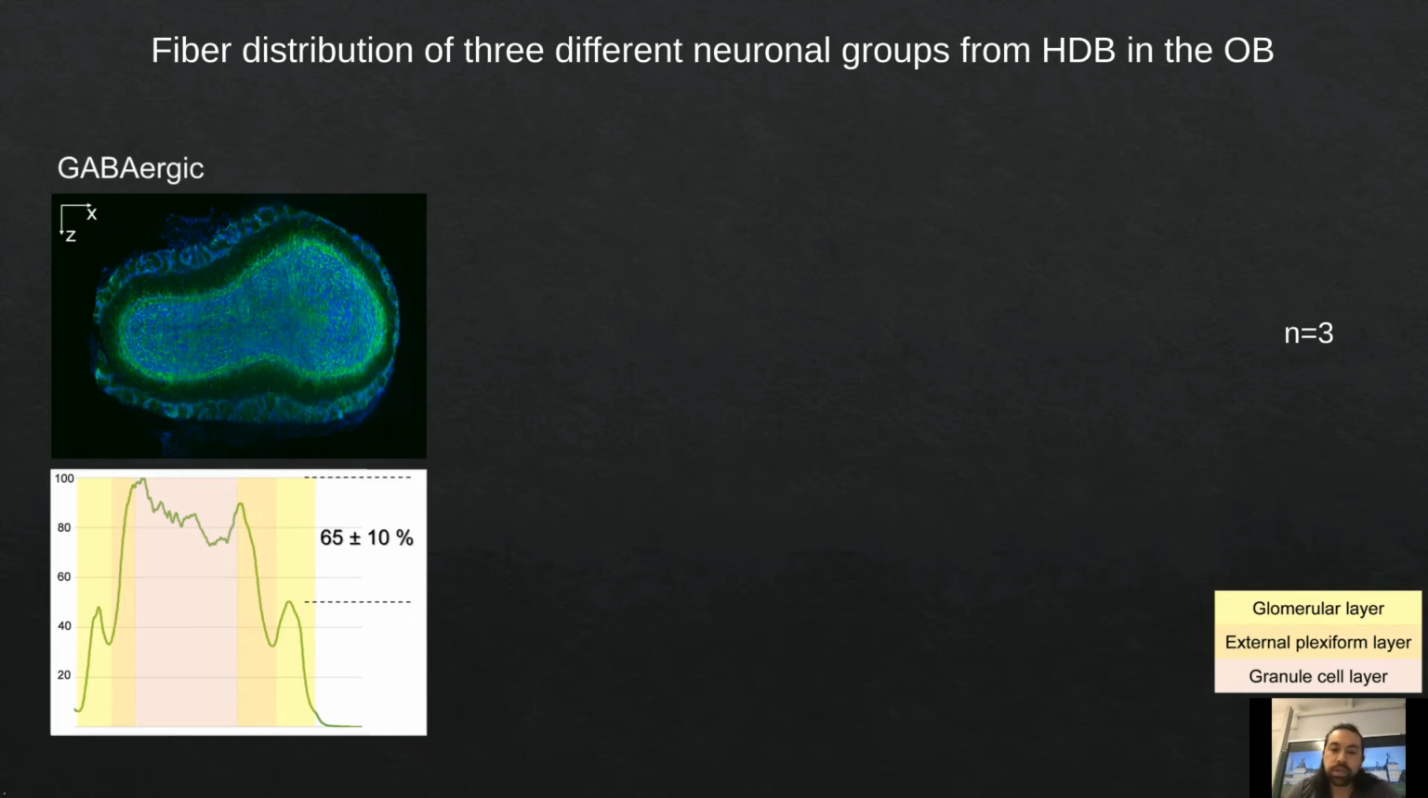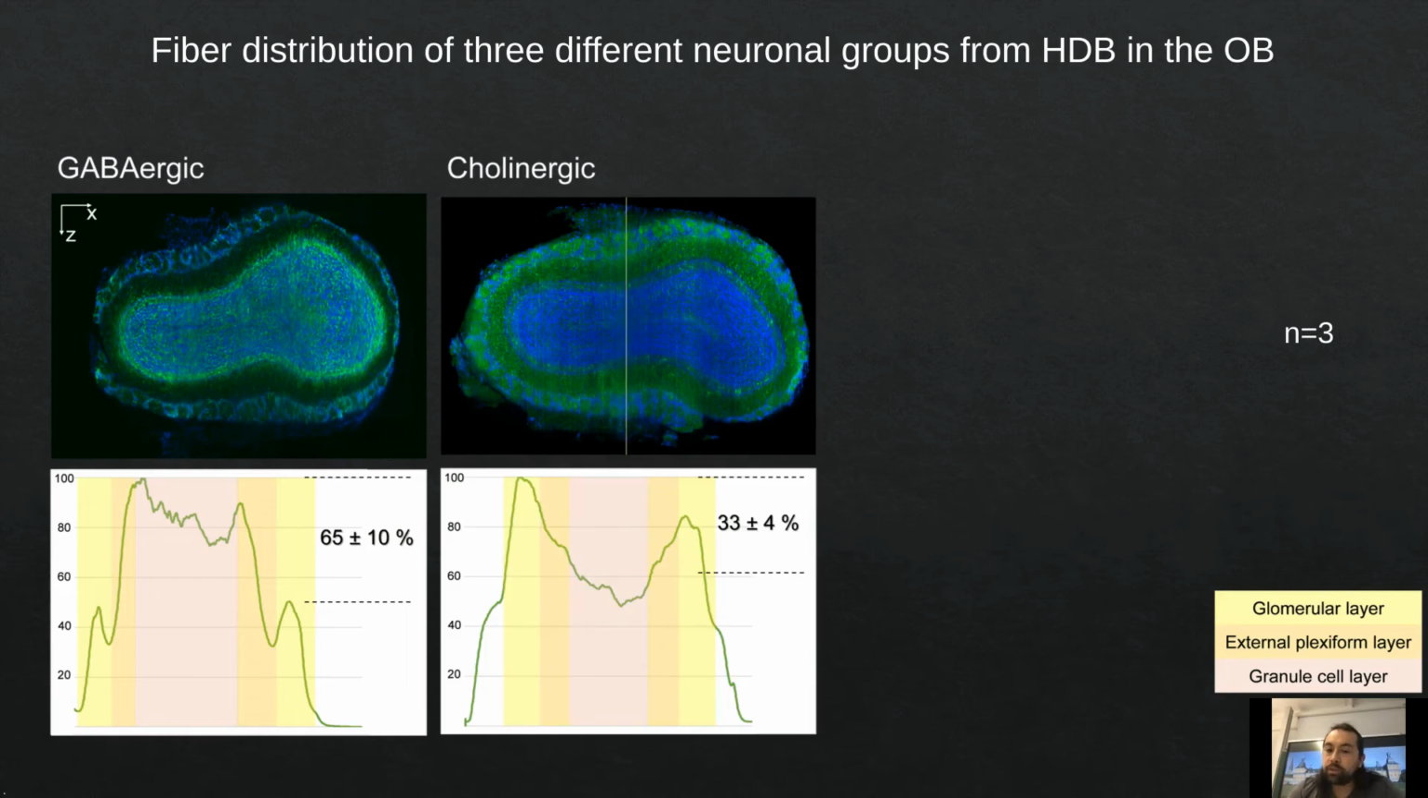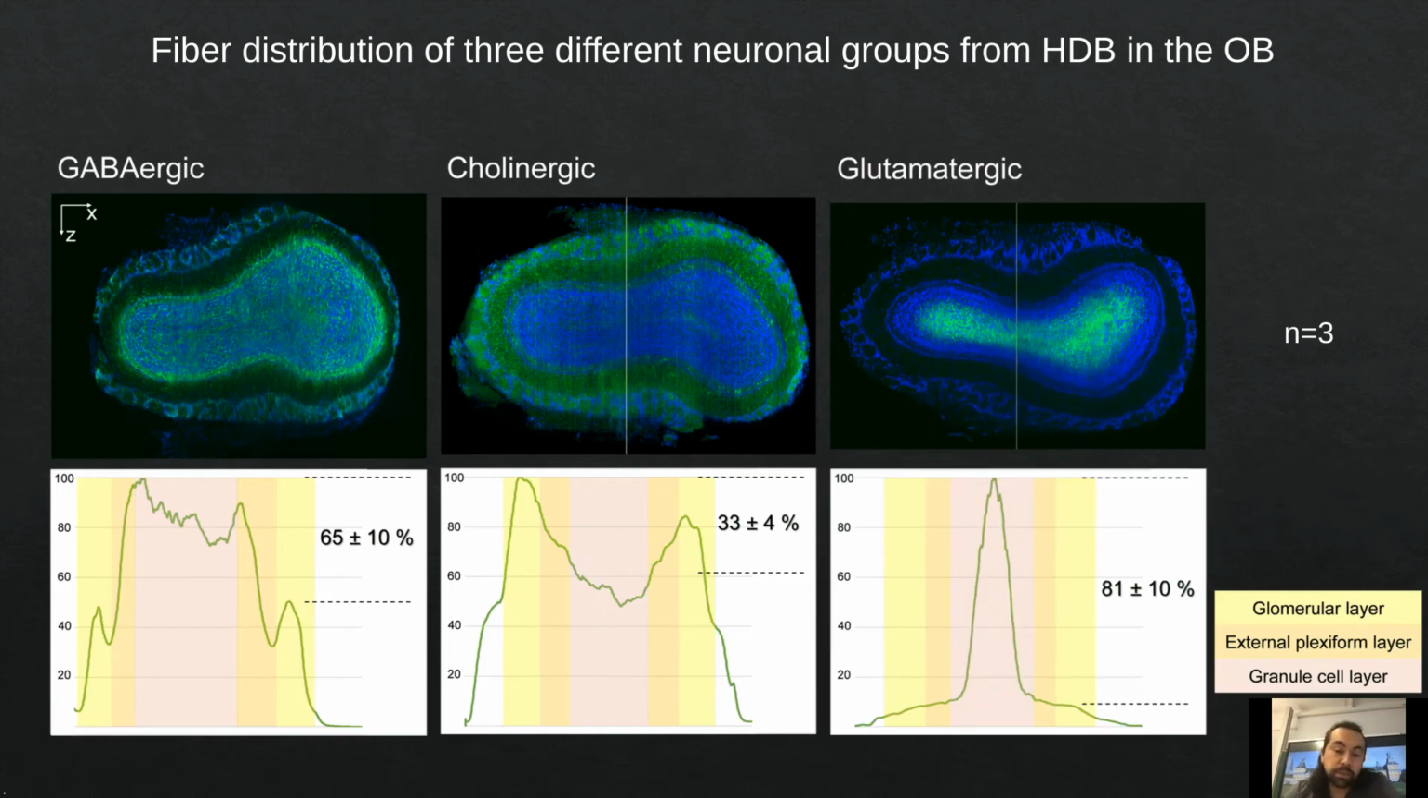For the GABAergic, as I already showed you, most of the projections are concentrated in the granular cell layer in the outer part, so probably the mitral cell layer or something. We have about 60% more projections in that area. But if we go to the cholinergic, the projections are more concentrated in the external part, that is the glomerular layer. And finally, for the glutamatergic, more than 80% of the projections are just going to the middle or central part of the granular cell layer.